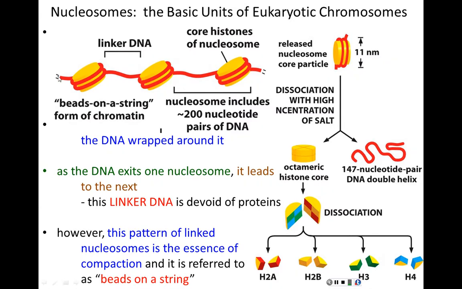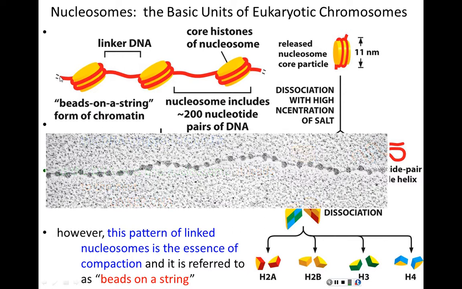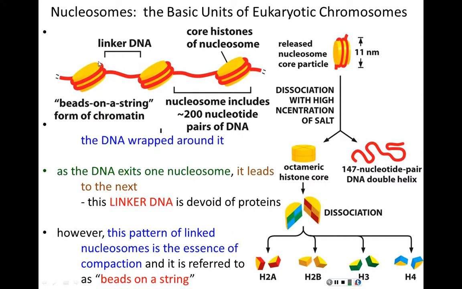So here, if you can track the mouse arrow, the DNA comes in over here. It loops around this histone core a couple times, and then it comes off of that onto the next one, loop, loop, loop. And then the same DNA molecule, no breaks, goes to the next nucleosome and loops, and then off to the fourth and off to the fifth, etc. The DNA that's found between the individual nucleosomes is called the linker DNA, and it's devoid of proteins just because it's leading us to the next nucleosome.